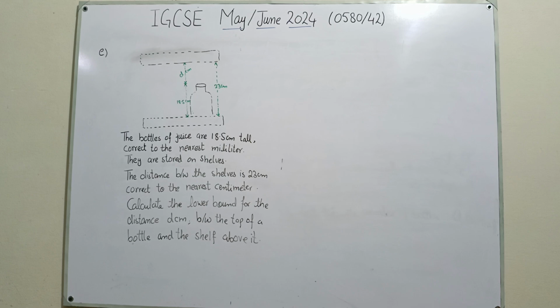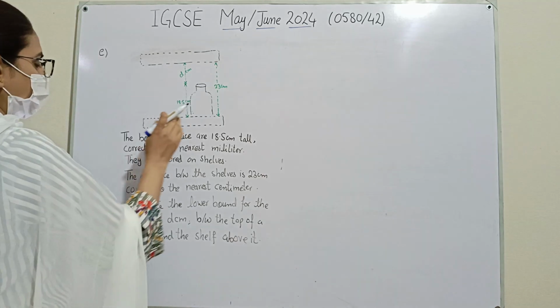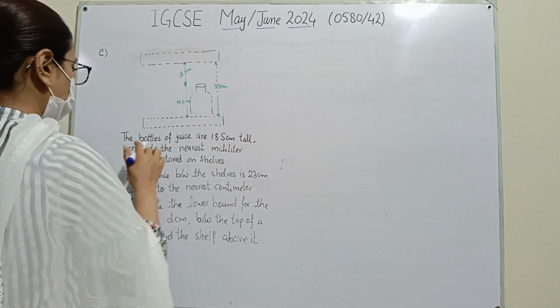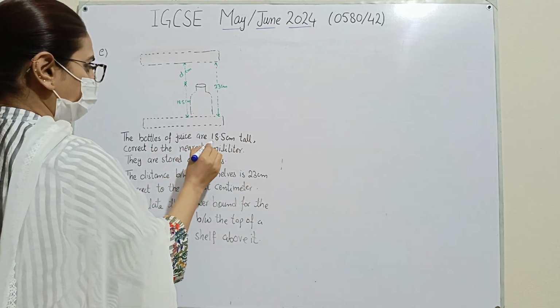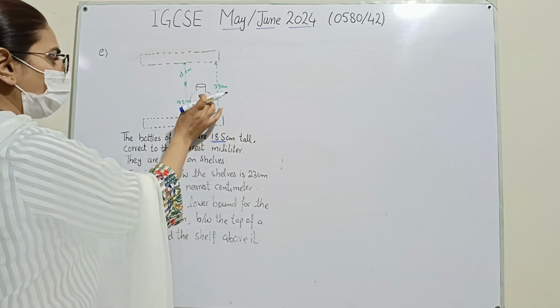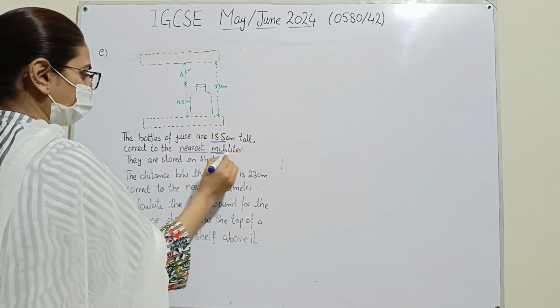In part D, the examiner has given you a picture that is shown on your board. There is a drink bottle. These two are the shelves. The bottle of juice is 18.5 centimeters. That is basically the height of a drink bottle, correct to the nearest millimeter.